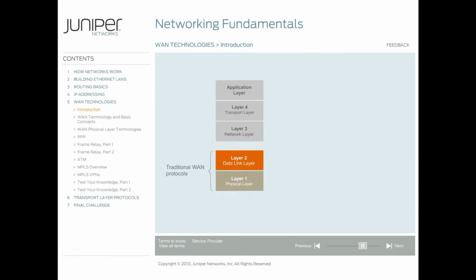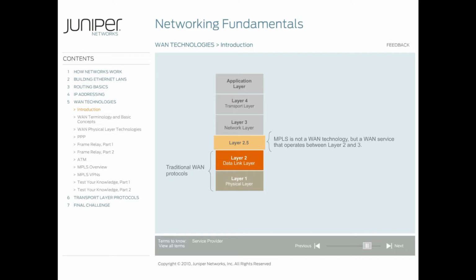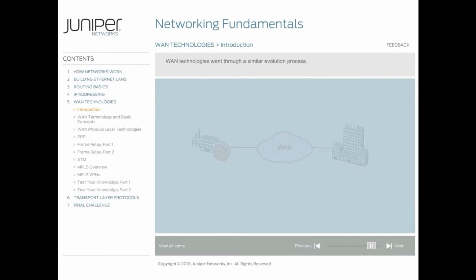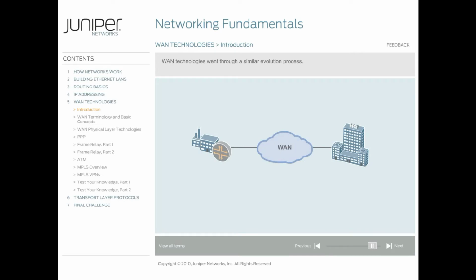In this section, we'll also cover multi-protocol label switching, or MPLS, which isn't a WAN technology, but a WAN service offered by service providers. MPLS operates between layer 2 and layer 3, and some refer to MPLS as a layer 2.5 protocol. Just as different Ethernet network devices, such as hubs, bridges, and switches, emerged to address specific network growth issues, WAN technologies also went through a similar evolution process. To explain these different WAN technologies, we'll revisit Acme Company and see how its growth required each different technology.